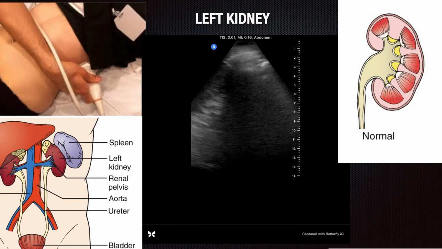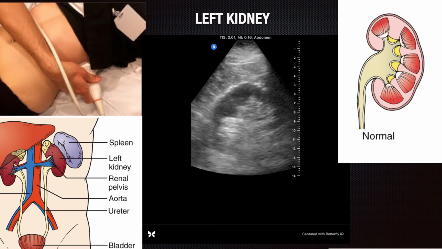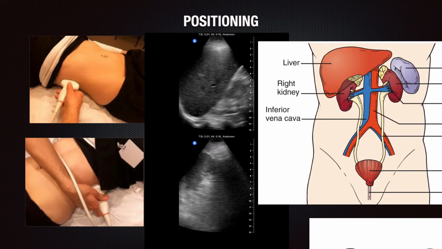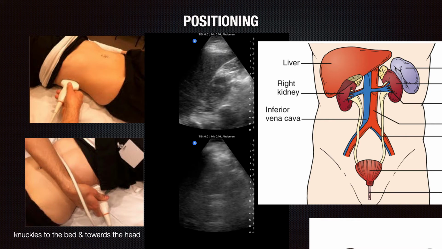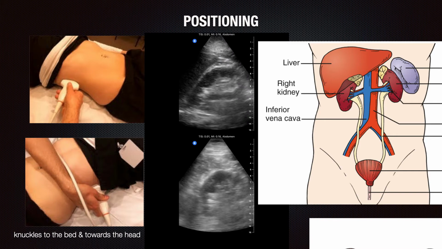So then looking at the left kidney, very similar view. Instead of below the liver, it's just below the spleen here. Here you can see the left kidney in view. And the technique of reaching over the patient, you're scanning from the right, and then just putting your knuckles down to the bed and a little bit up towards the head. So again, with positioning, the scoop position, knuckles to the bed, probe marker towards the head to find the kidneys.